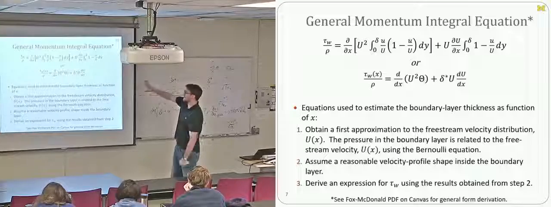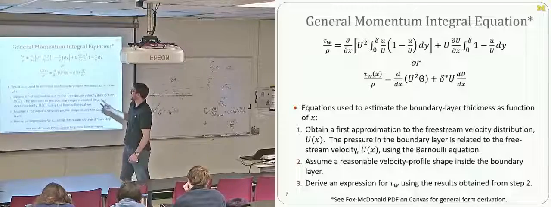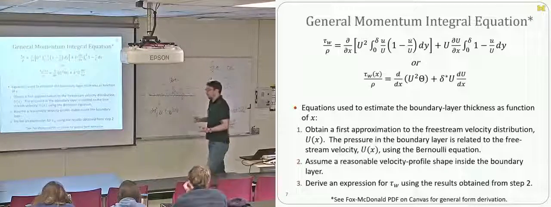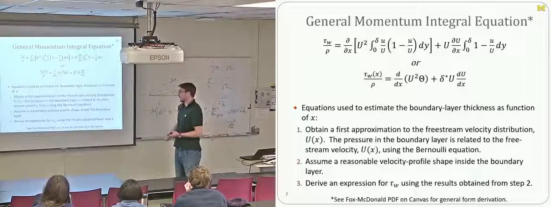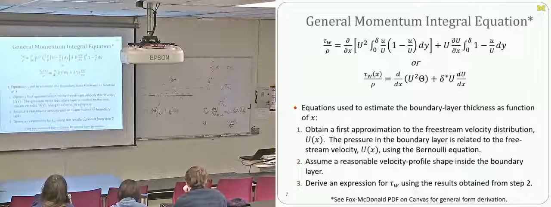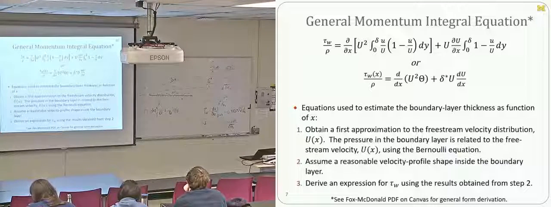So in order to use this, it's a three-step process. Step one is we need to get a first approximation of what the velocity outside the boundary layer is. Remember that when we were going through the boundary layer equations last time, from the y momentum equation we ended up saying dp dy is equal to zero. This held even if it was not necessarily a flat plate. This was just after our first round of canceling out small terms.